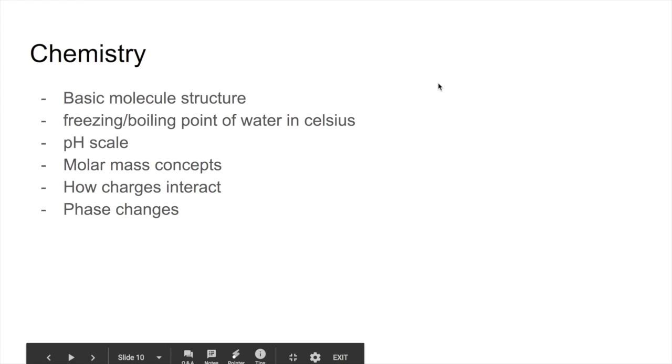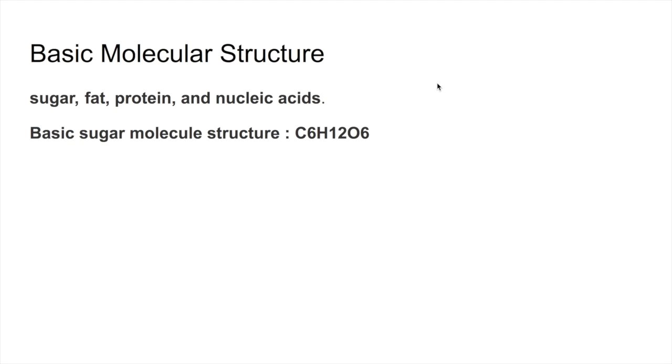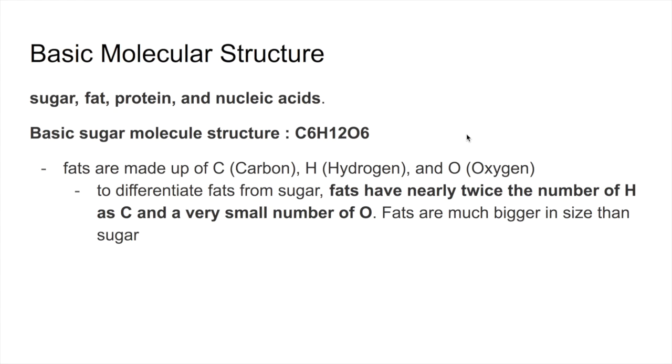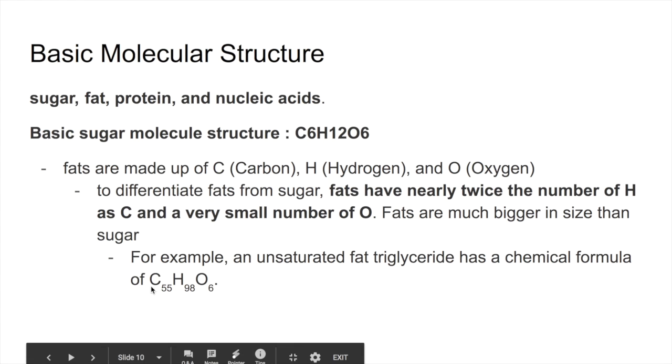Chemistry, we're going to cover these topics. Okay, basic molecular structure. Sugar, fat, proteins, and nucleic acids. Nucleic acids look a little bit more complex than the other ones. So basically sugar, this is what sugar looks like. There's 6 C's, 12 H's, and 6 O's, and then fats are made up of C, H, and O, carbon, hydrogen, and oxygen. The difference between fats and sugars is that fats have nearly twice the amount of H as C and a very small number of O, so as you can see, lots of C, lots of H, not as many O's.